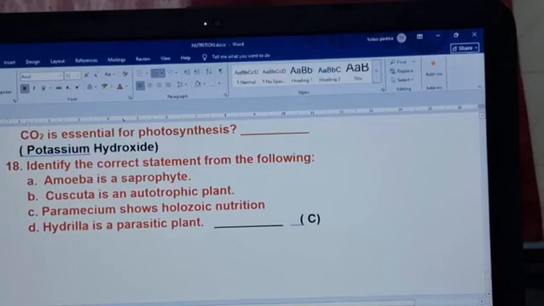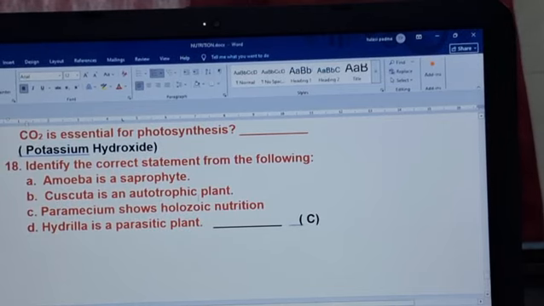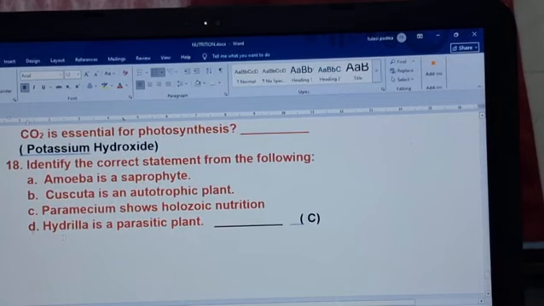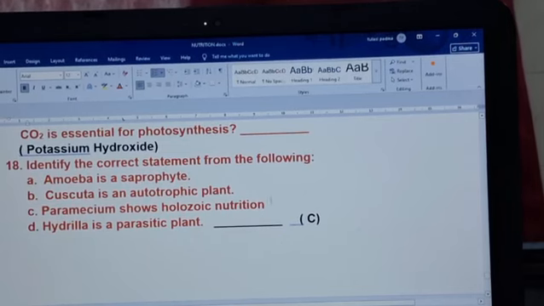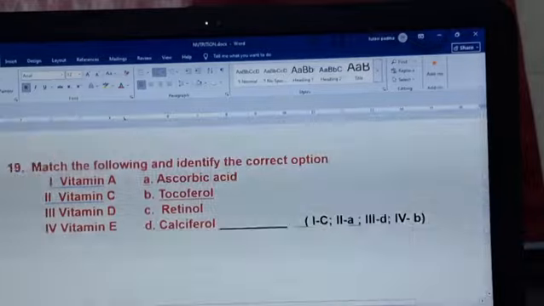Identify the correct statement from the following. Amoeba is a saprophyte. Cuscuta is an autotrophic plant. Paramecium shows holozoic nutrition. Hydrilla is a parasite plant. So the correct statement is that Paramecium is a holozoic one.